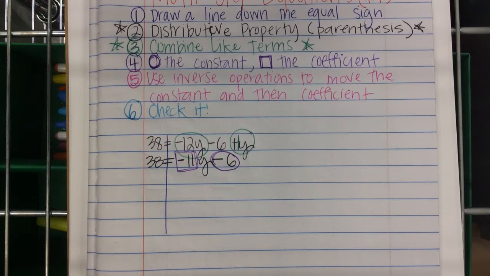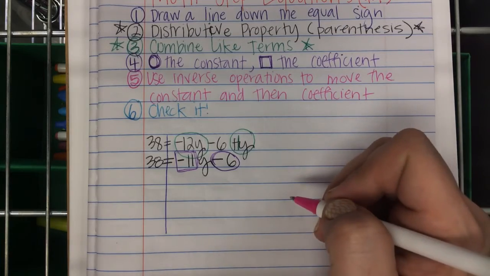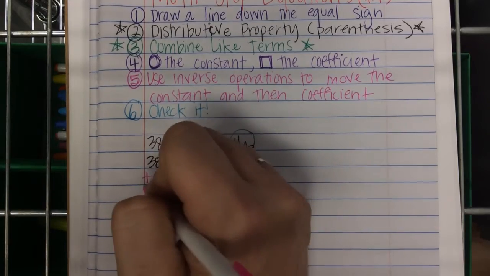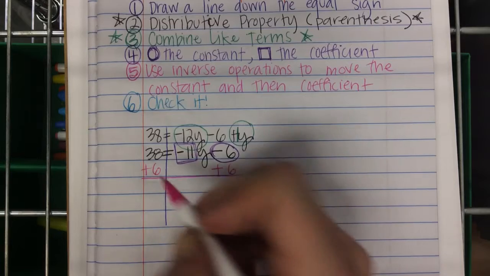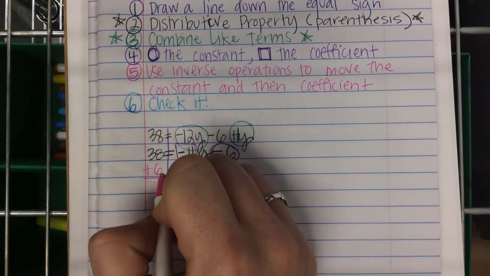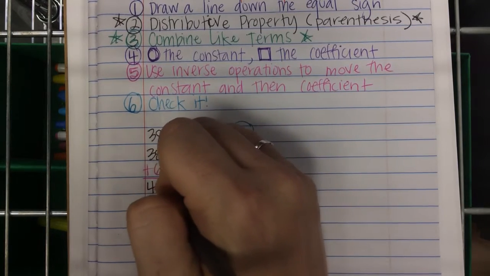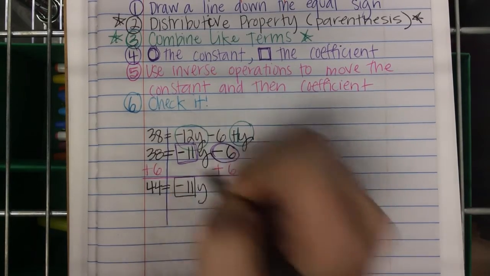Now I'm going to do inverse operations. Which one do I move first? The minus 6, the negative 6, the constant. I do the opposite, which is plus 6. 38 plus 6 is 44. Equals negative 11y, but I still have a box around negative 11, right?